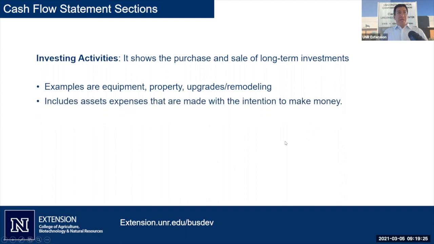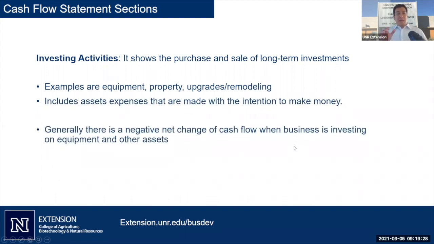The thing is that it will include assets with the intention to make money. And generally, it is a negative amount. Why? Because you can see the money coming out in this section, but not too much money coming in, okay? The only reason this section is going to show a net positive change is because you are selling these assets. And that doesn't happen very often.